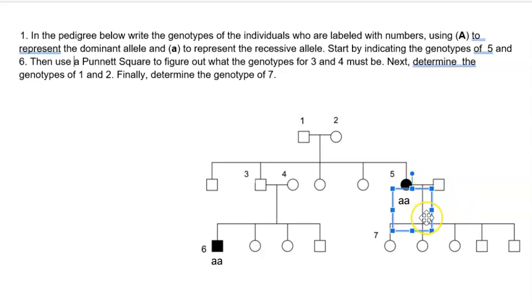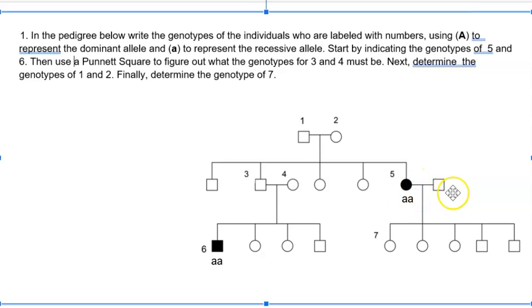So what is this person's phenotype? What's number 5's phenotype? They have the condition. What is their genotype? They are homozygous recessive.